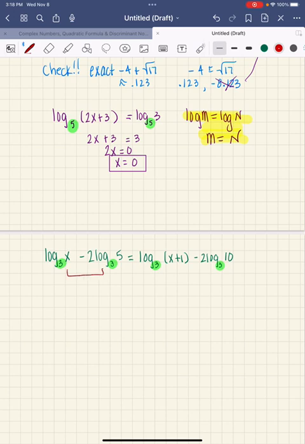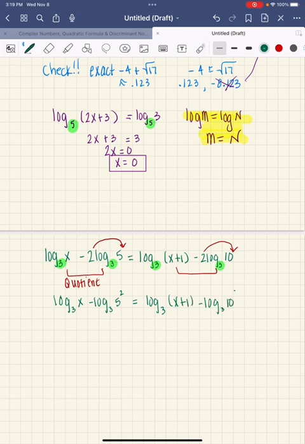So this is going to be the quotient property, subtract logs, divide arguments. So that's what's going to happen on the left-hand side and also on the right-hand side. But we're also going to do the reverse power property. So this becomes, I'll show an extra step, the log base 3 of x minus the log base 3 of 5 squared, that's not 10, be careful of the careless mistakes, log base 3 of x plus 1 minus the log base 3 of 10 squared.